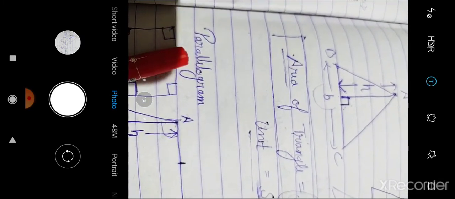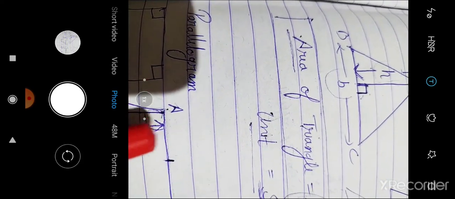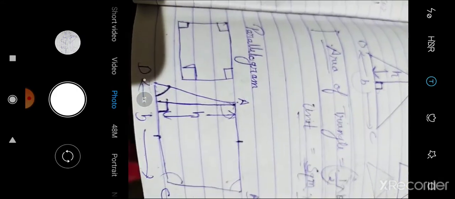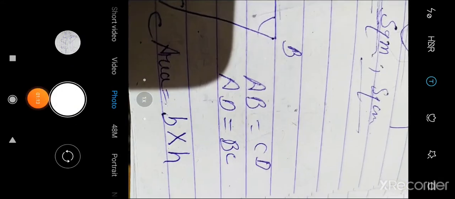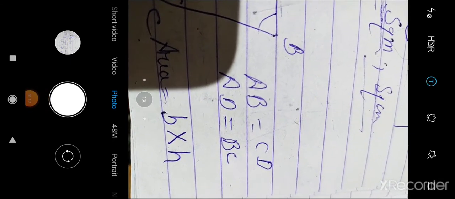Our second topic is parallelogram. A parallelogram is a four-sided closed figure in which its opposite sides are equal and parallel. And the area of a parallelogram is base multiplied by height.